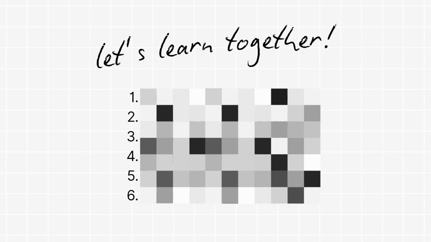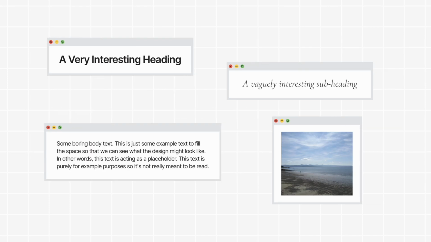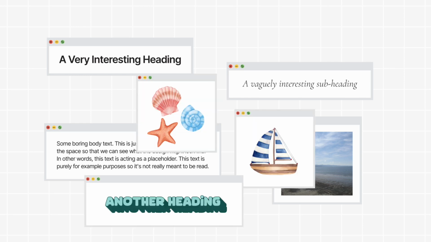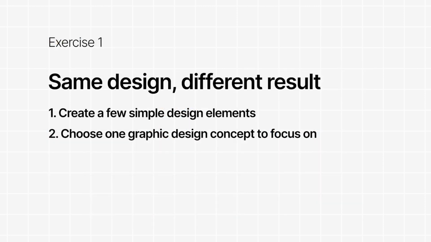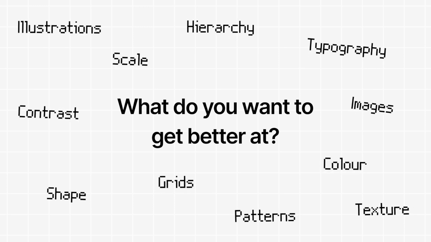So the first exercise we're going to take a look at is called Same Design, Different Result. And this involves creating a few simple design elements such as a title, a subtitle, maybe some body text and an image. Or you could be a bit more creative and add a few more elements or add some illustrations, whatever you like. And then you're going to choose one graphic design concept to focus on. So this might be something that you know that you struggle with and you really want to improve. For example, you could focus on grids or scale or typography.